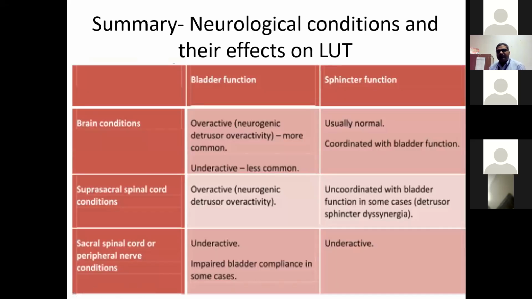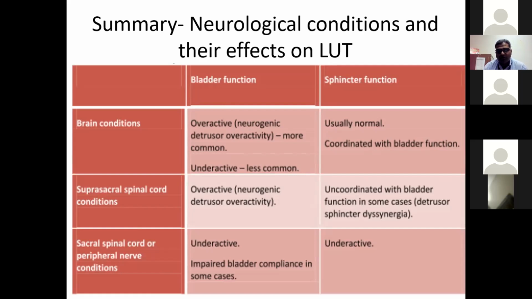So this is the last slide. Again, this is the third time we are reviewing this. So in the brain conditions, for example, in bilateral CVA or central lesions, or in cases of brain tumors, etc., what happens to the bladder?